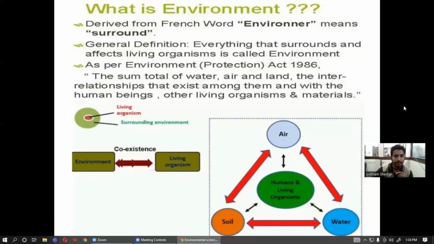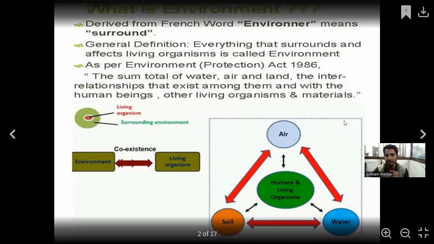So this is the earth. Living organisms are present on our earth with their surroundings, and this is called the environment. These three points are connected to each other. The first is air, the atmosphere, then soil, the edaphic factor, and water, the hydrosphere. These three form the biosphere, and all living organisms are present in the biosphere. Living organisms and their abiotic factors coexist. So this is all about the basics of environment.